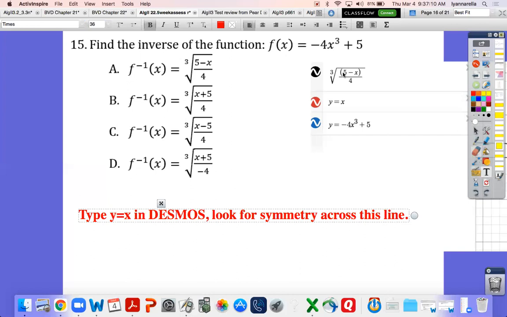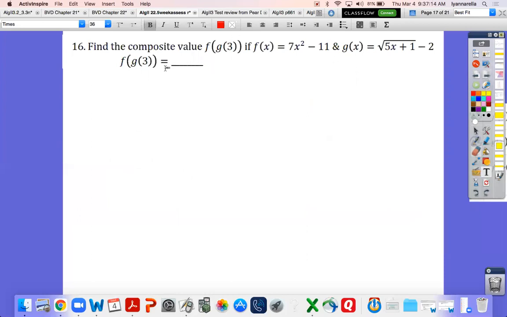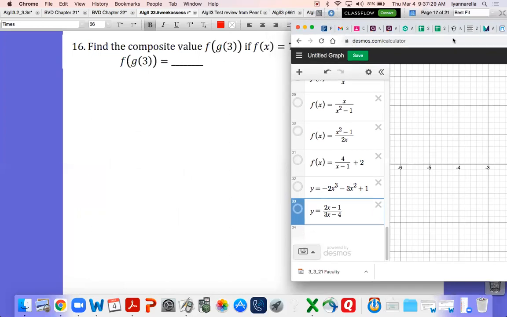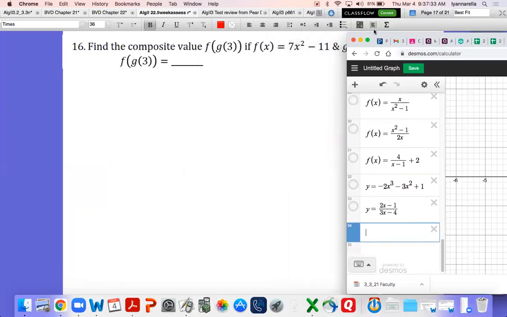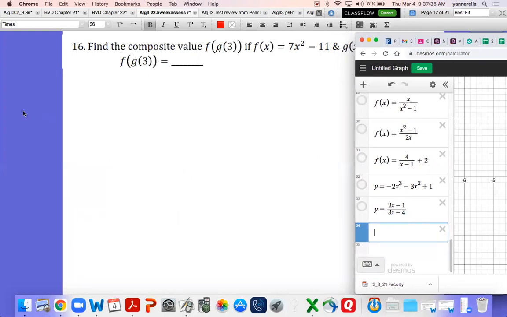All right, composite functions. I love a good composite. So here's what we're going to do. We're going to type in f of x and g of x. You cannot name them the same function. They must have separate names. If they both have the name f of x, then Desmos is like, which one did you want me to use? So we're going to go to all this stuff. I can't see what I'm doing. We're going to say f of x is 7x squared minus 11.